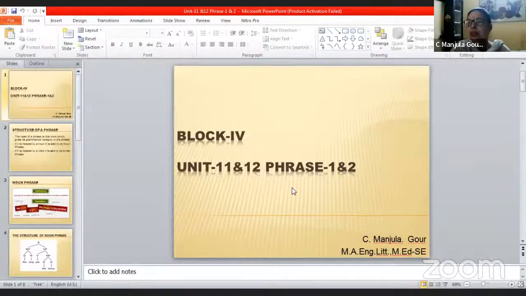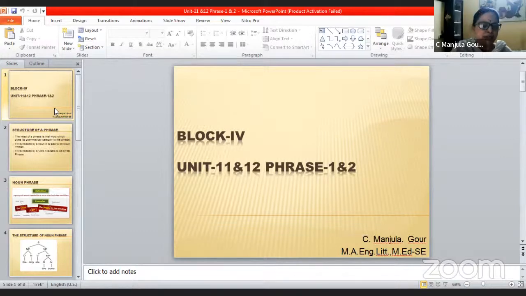So let's begin with today's topic. Today we are going to do unit 11 and 12. Both the units deal with phrases. We are going to learn about it. And as we have already done phrases a bit, there was a recollection of it in the previous chapters. Let us get into what phrases are basically.